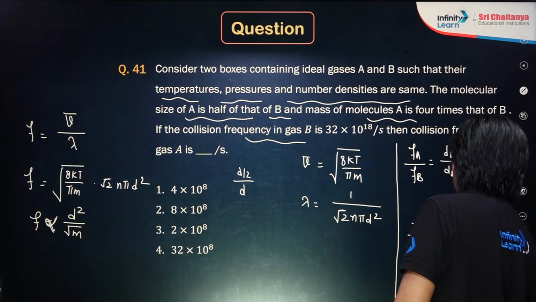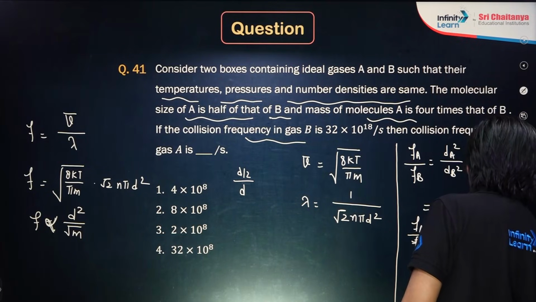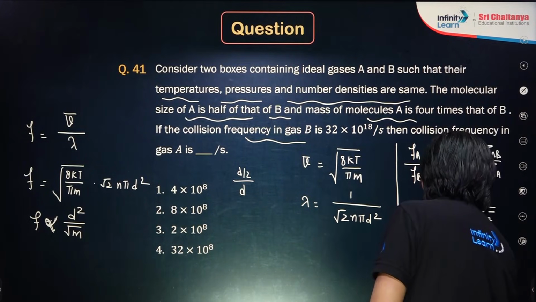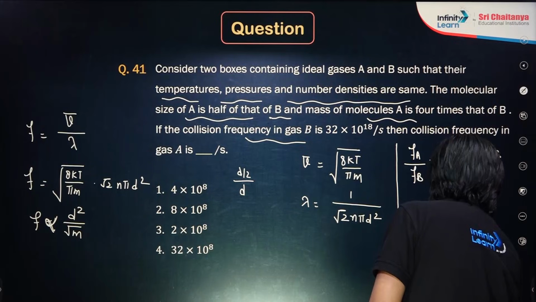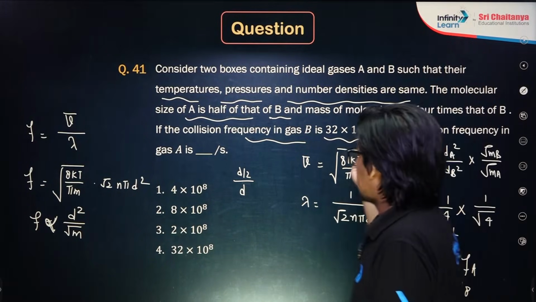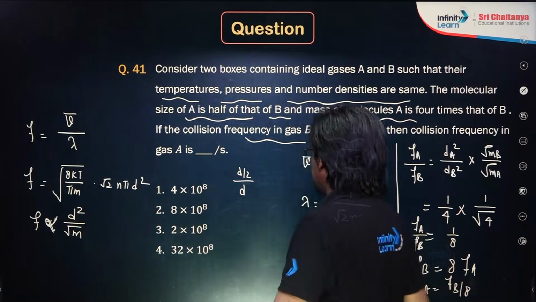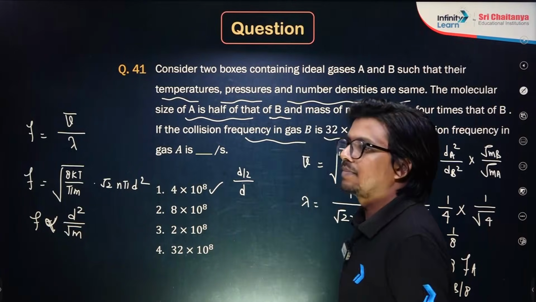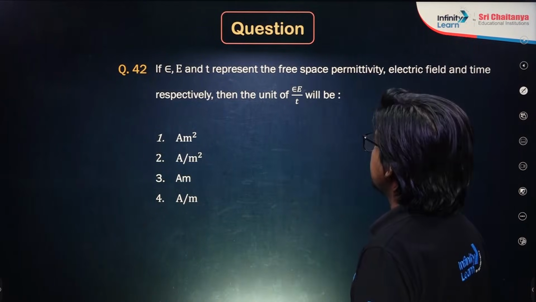Now you can get Fb is equal to 8 times Fa. I want Fa, so Fa is equal to Fb by 8. This is given as 32 into 10 raised to the power 8. You divide it by 8, you are going to get 4 into 10 raised to the power 8 as your answer. Now the next one.